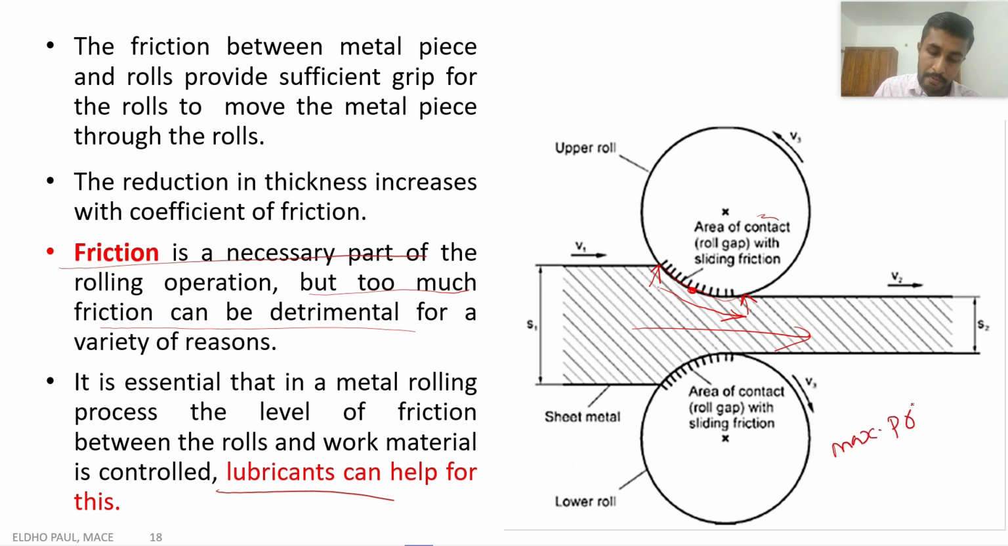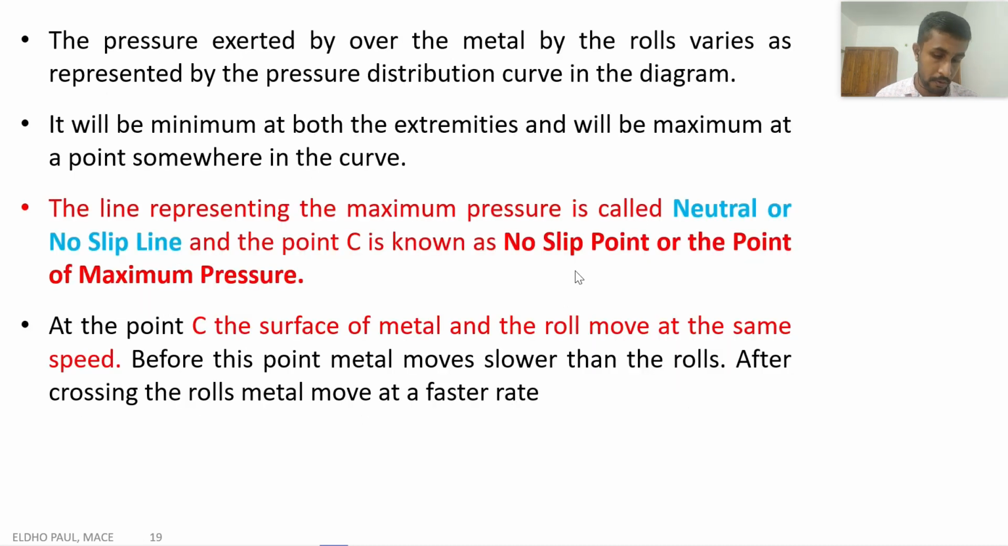One more important characteristic of the neutral point is that the relative velocity will be zero. There should not be any relative velocity between the roller and the workpiece at the neutral point. That means there is no sliding and no slipping between the roller and the workpiece. That point is called the neutral point in the rolling process. We will discuss the neutral point in detail in the next lecture.